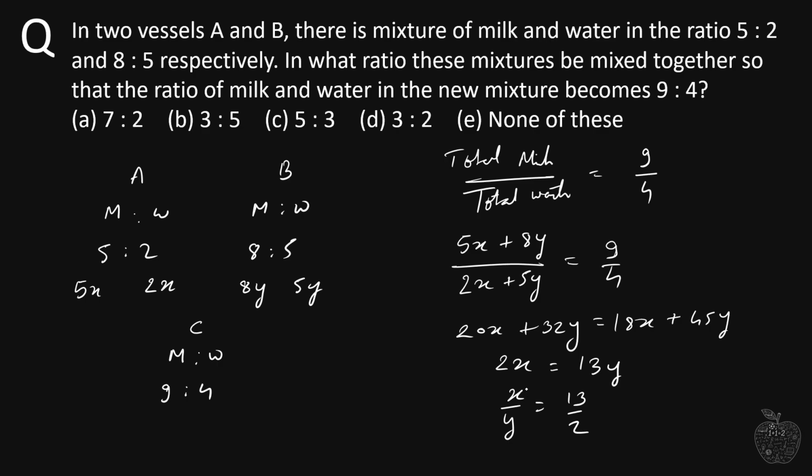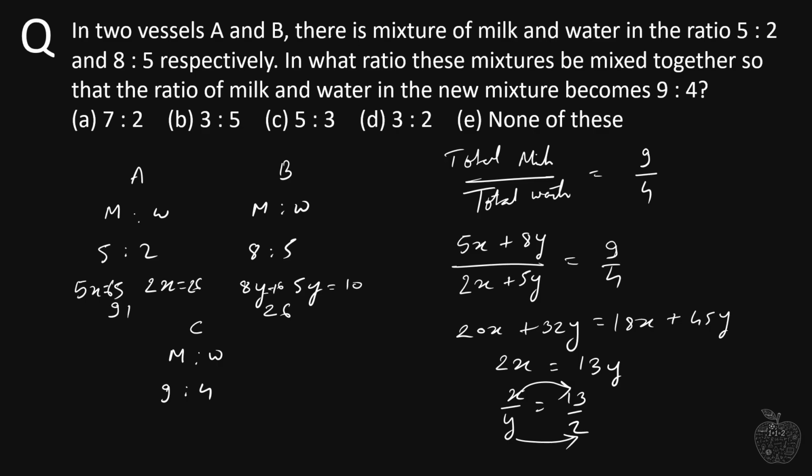Now that means I can substitute x as 13 and y as 2. So let's substitute these values in the contents of vessels A and B. We get 5 into 13, which is 65, and 2 into 13 gives me 26. So total contents of A become 65 plus 26, which is equal to 91. Similarly with vessel B, we know y is equal to 2. So 8 into 2 is 16, and 5 into 2 is 10. So total content becomes 26.